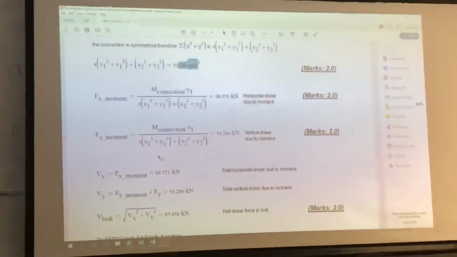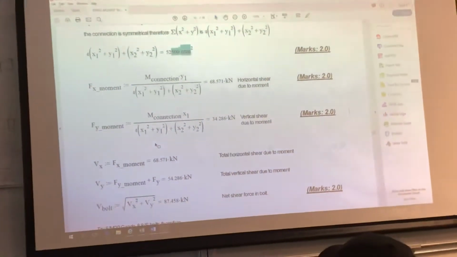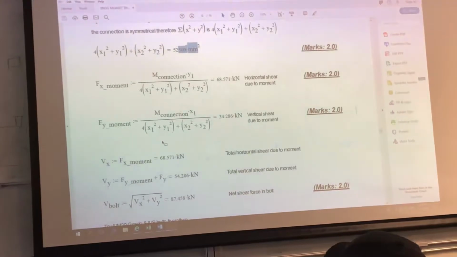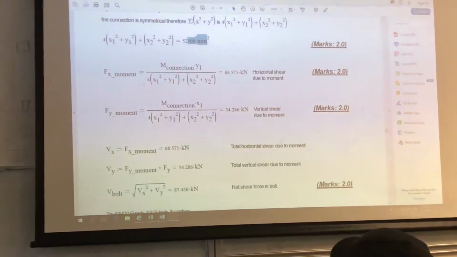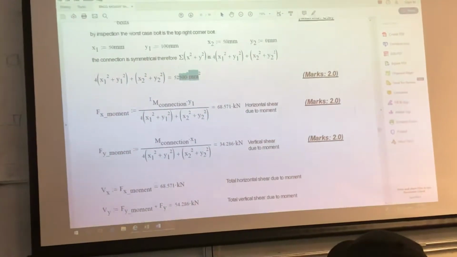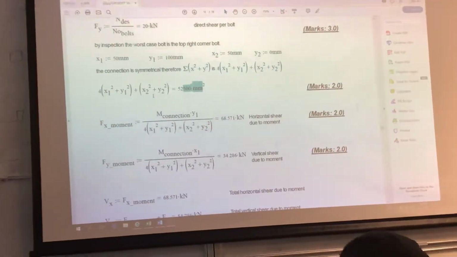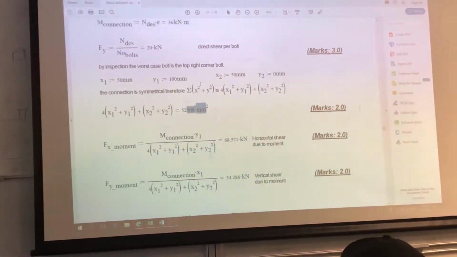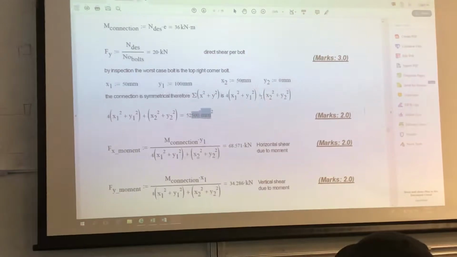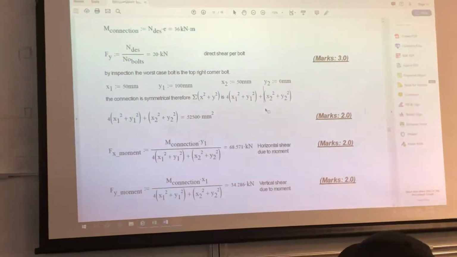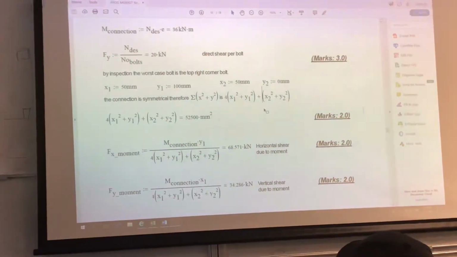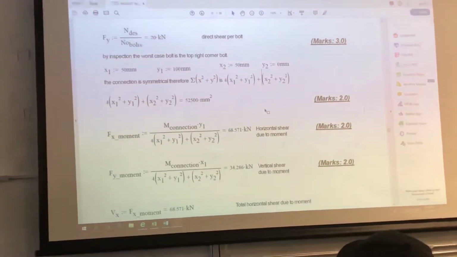Multiplied x1 and y1 by 4. Yeah. Do you have to multiply x2 and y2 by 2 as well? Because there's 6. You do, right? You did it. There should be 2 there. Yeah. Good spotting. There should be 2 because there are 2 bolts.